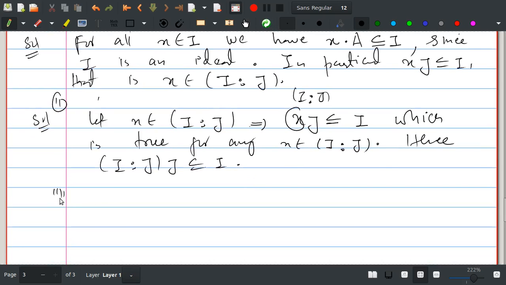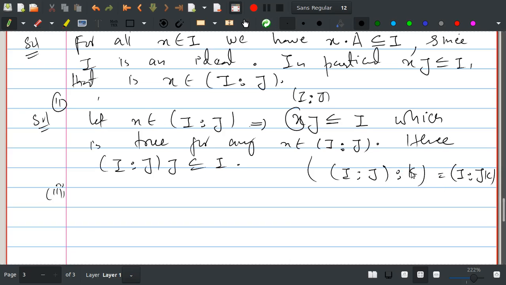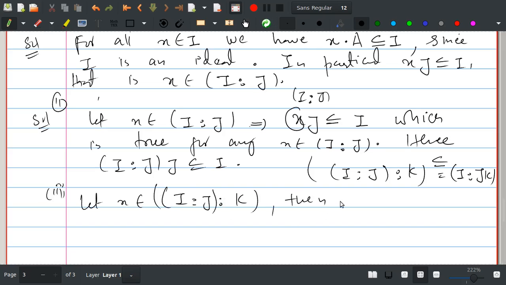Then we have the third item. Now what we have to prove? We have to prove that (I : J) : K is actually I : JK. So we are going to show first this containment. So let x be any element in (I : J) : K. Then this means xK is contained in I : J by definition of the quotient ideal.